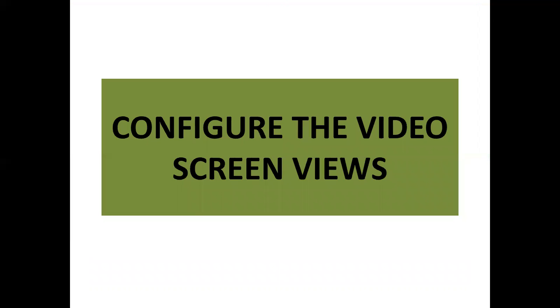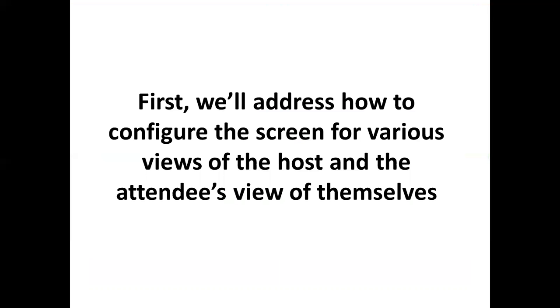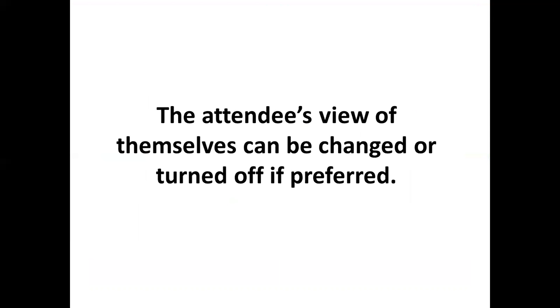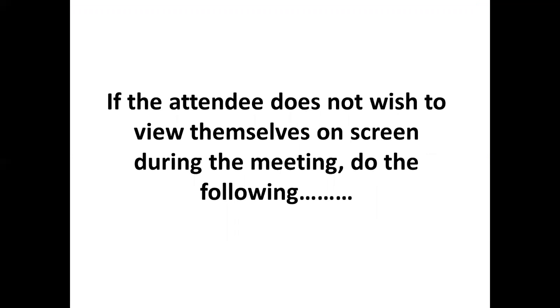So now let's discuss configuring the video screen views. First, we'll address how to configure the screen for various views of the host and the attendee's view of themselves. The attendee's view of themselves can be changed or turned off if preferred. If the attendee does not wish to view themselves on screen during the meeting, do the following.